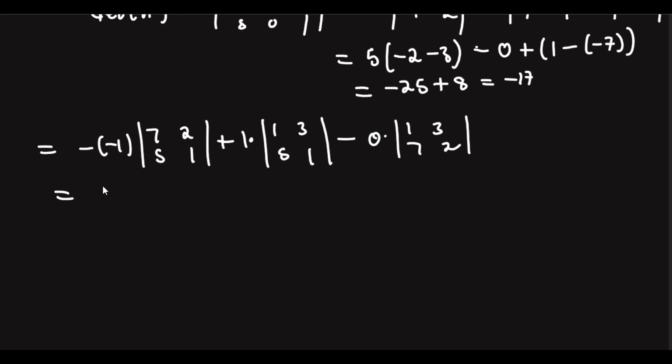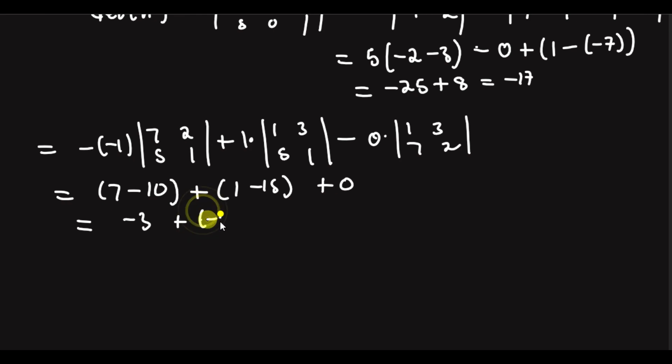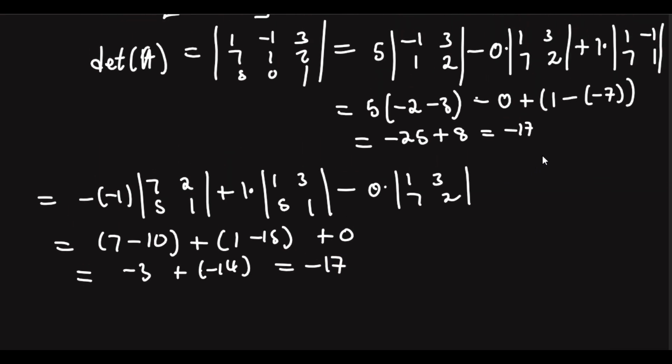Now let's go ahead. Here I have negative times negative, which is positive 1. The determinant of a 2 by 2 matrix: I have 7 times 1, which is 7, minus 5 times 2, which is 10. Plus here I have 1 times 1, which is 1, minus 15. And then here we have 0. So 7 minus 10 is negative 3. Plus 1 minus 15 is negative 14. Negative 3 minus negative 14 is negative 17. So you see we still have the same answer.